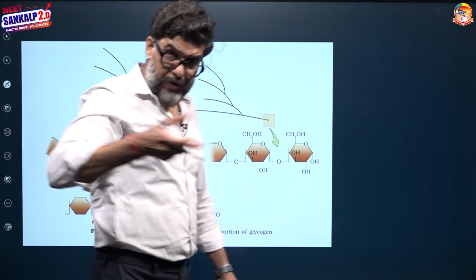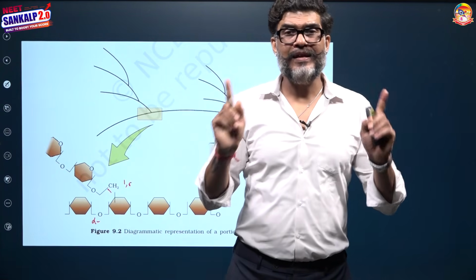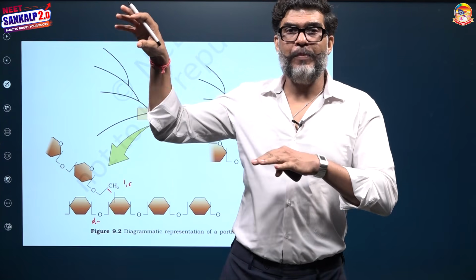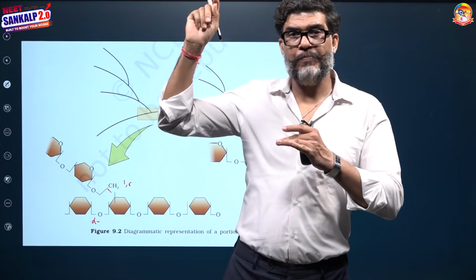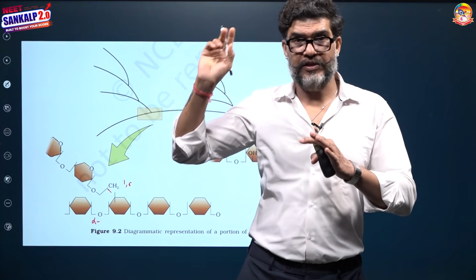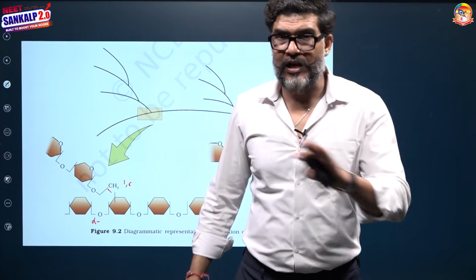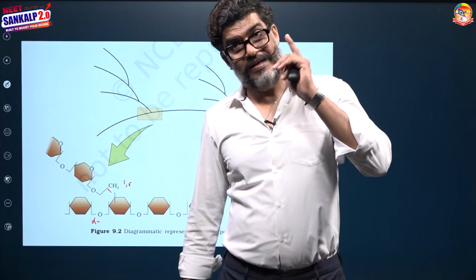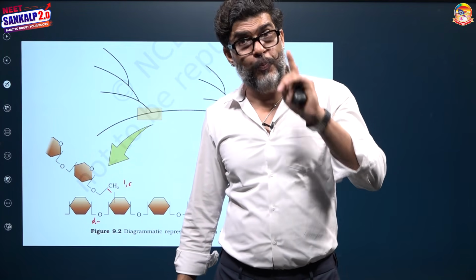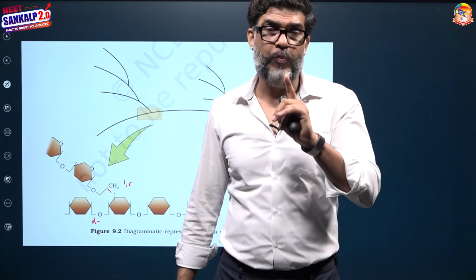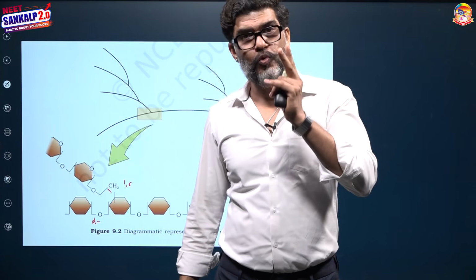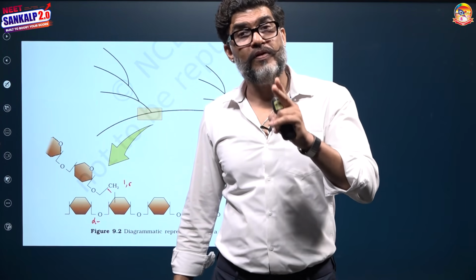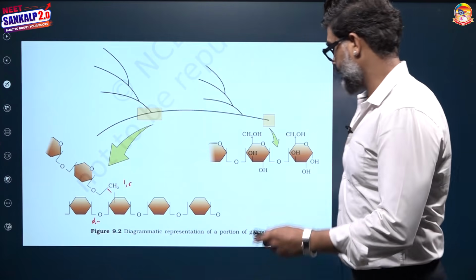So in a linear form, only one type of bond, that is 1,4-glycosidic bond, and whenever branching happens, at the branching point there would be the 1,6 bond. So cellulose is unbranched, it means it has only 1,4-glycosidic bond, but starch and glycogen both are branched homopolysaccharides, it means they have two types of bond, 1,4-glycosidic bond as well as 1,6-glycosidic bond.